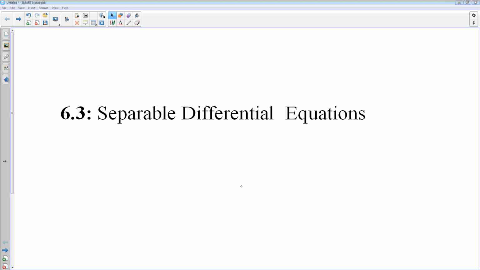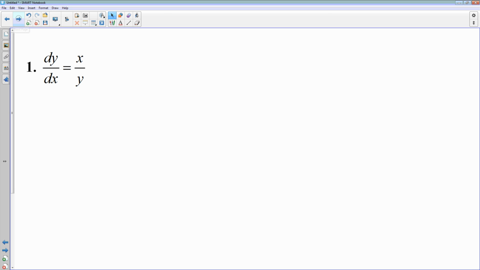All right, in this video, we're going to look at separable differential equations, and this is the technique you use to actually find the solution to a differential equation rather than being told the solution and verifying it through differentiation or something like that. Going to start off with some pretty simple ones. Actually, there's only three, but this one is pretty straightforward.